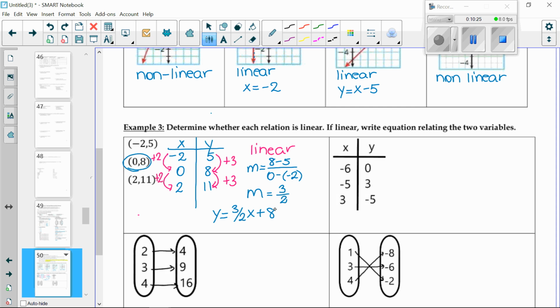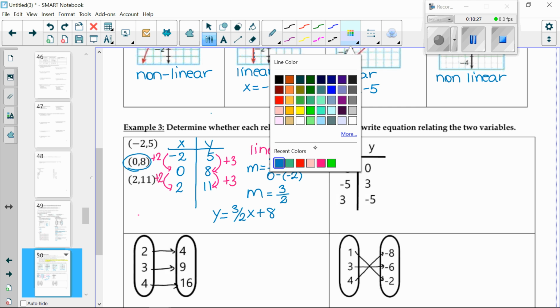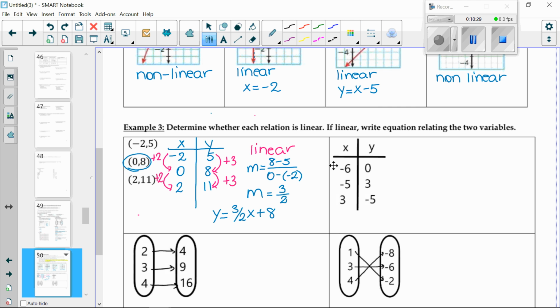Okay, let's try this one. So, is it going up by a consistent amount? So if I go here, it's going up 1. Here, it's going up by 8. Here, I'm going up by 3. But here, I'm going down by 8. So this is non-linear.